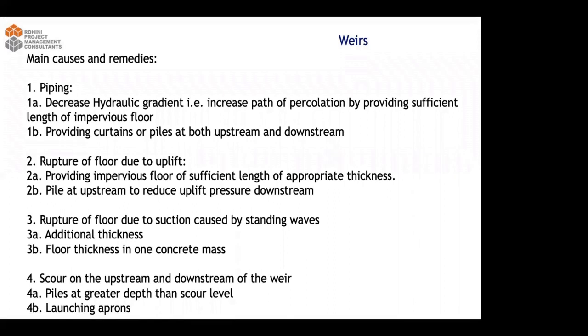Now, there is 4, on the upstream and the downstream of the weir, the piles at greater depth at stilling level, launching aprons, all these are the remedies, right? If we are able to achieve all this, then there would be a lot of things which can be avoided.